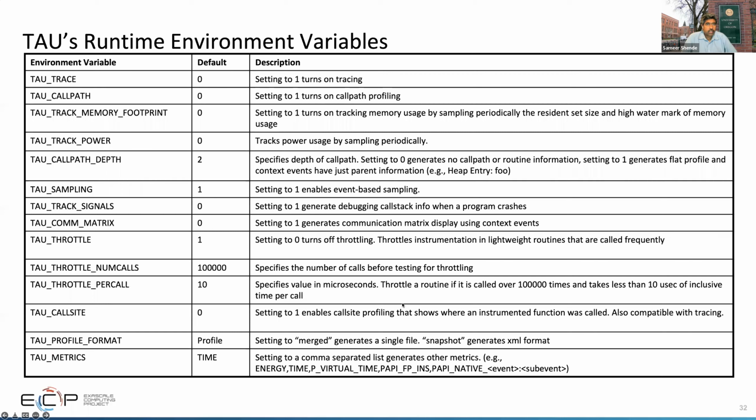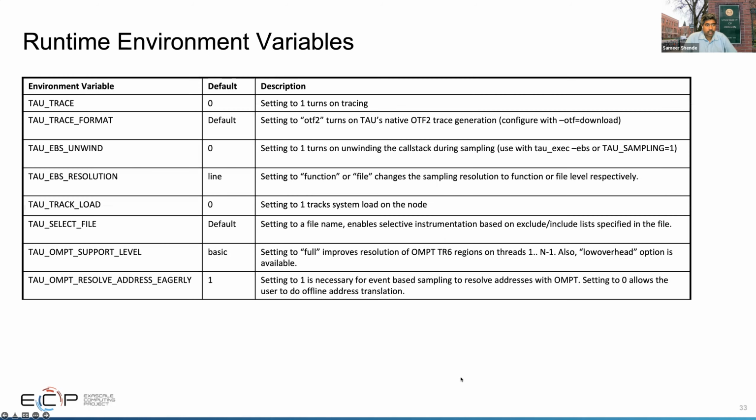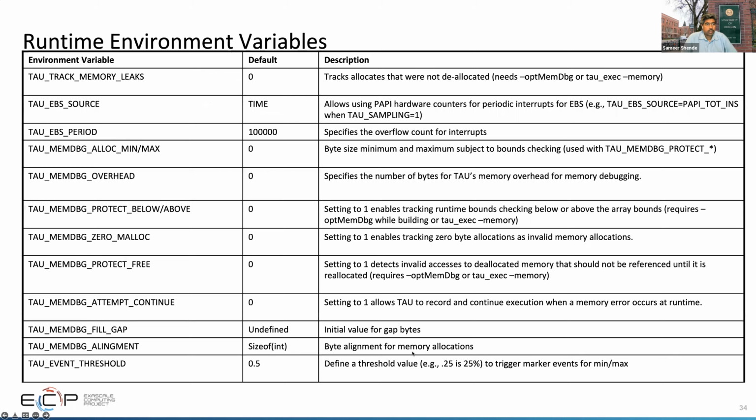And you can set these runtime environment variables to get details. For example, you can set the TAU_TRACE variable to generate trace files, or TAU_COMM_MATRIX to generate a communication matrix, or set the TAU_METRICS to be TIME with some PAPI hardware performance counter data. The preset values or the native values can be specified like this. Here are some additional environment variables that TAU supports.